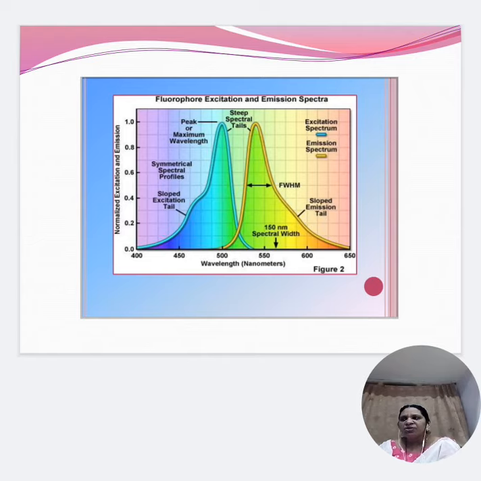So when you observe the two graphs, you can see that the emission wavelength is more than the excitation wavelength, and the difference between the two peaks is called the Stokes shift, as we have seen in the first slide. In the beginning of our lecture, I showed you the emission and excitation spectra. The difference between the peak or maximum wavelengths gives you the Stokes shift.